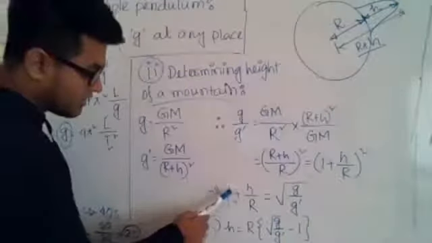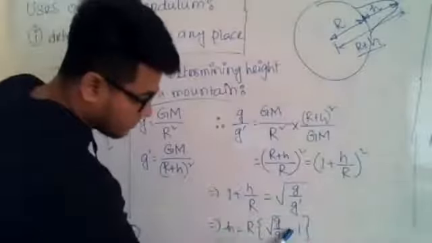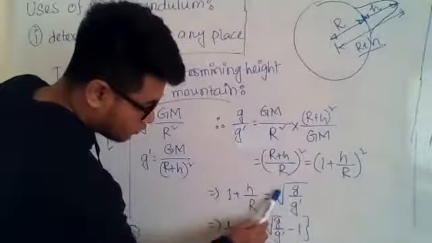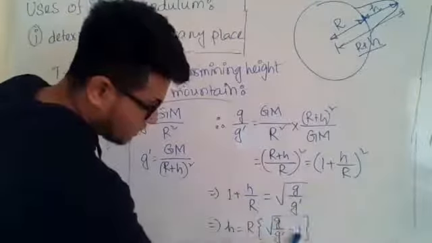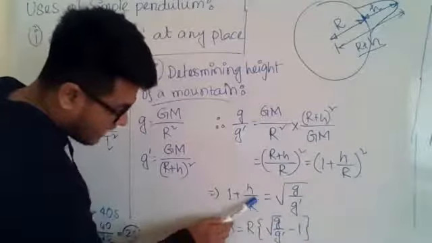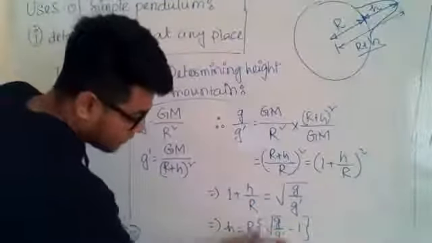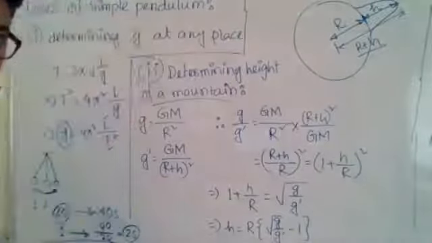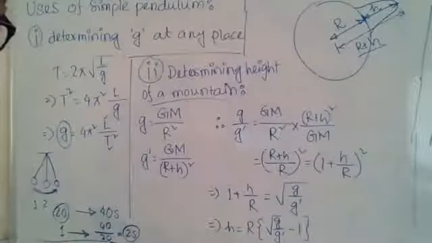Then what will happen? If this one is plus here, then if I change the side, it will be minus. See, root over g by g prime, root over g by g prime. One will change the side, it will become minus. And then this r is divided, right? So if I multiply, it will be multiplied with the whole thing. Understood? Yes. Okay.